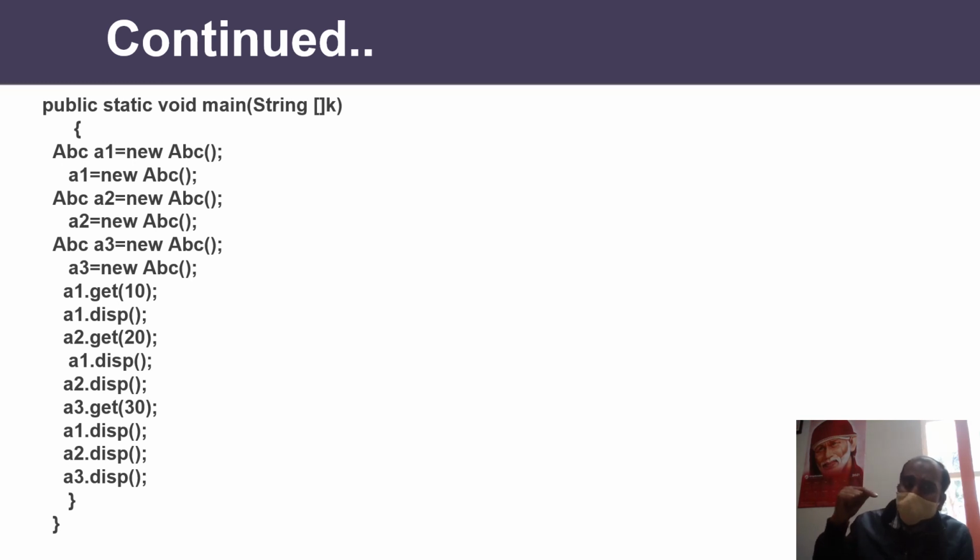So when you call A1.disp, the separate memory A is holding 10, but the value of B is now 3. When you call A2.disp, the separate value of A is holding 20, but the value of B is 3. And A3.disp will show you the value of A is 30 and B is 3. So that is the concept behind static properties, and you need to take care of it. I think you must be clear.